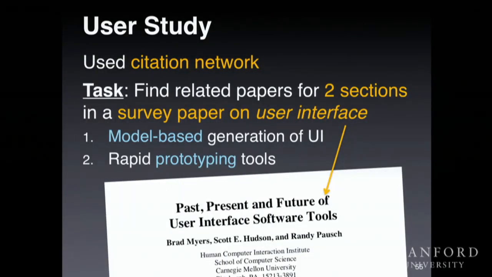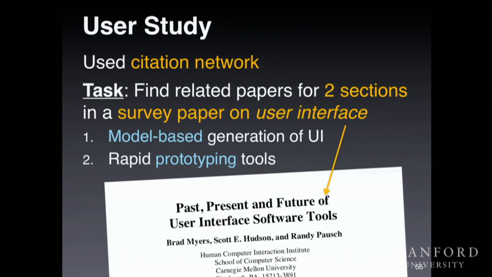So we did a user study to evaluate Polo. The data that the participants used is a citation network, which you already saw. The task for the participants is to find related work for two sections of a survey paper that we gave them. This is the actual paper that we gave them. It's called Past, Present, and Future of User Interface Software Tools. It's a survey of all these different areas of UI design and software tools. We picked two sections out of it, and these are the two specific sections.